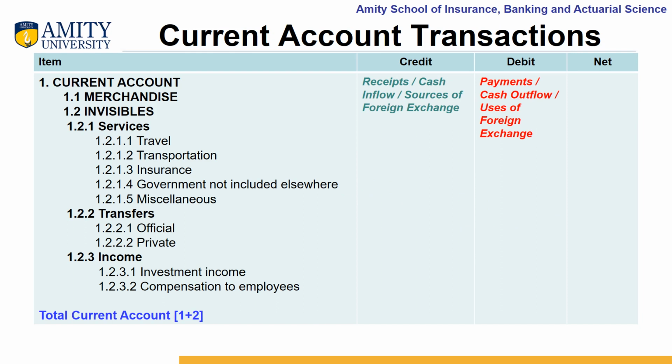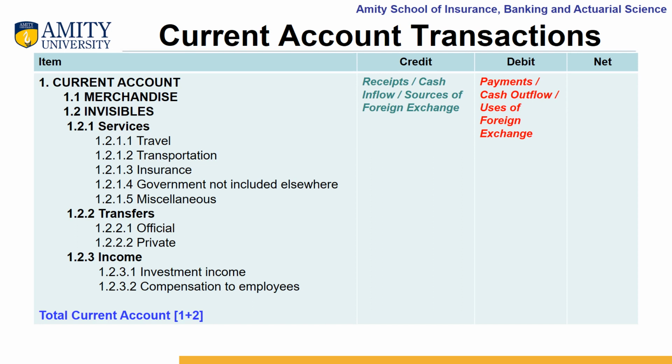So as we have understood, in the current account, we have goods, services, and transfers. The first component of current account is merchandise, which are the physical goods which we are either exporting or importing from the outside world. So any receipts, cash inflow, sources of foreign exchange will be recorded in the credit side of this account, and any payments, cash outflows, uses of foreign exchange we will mention in the debit side.